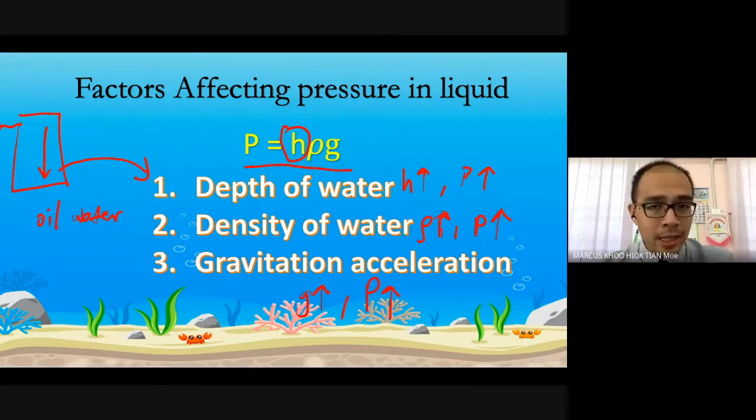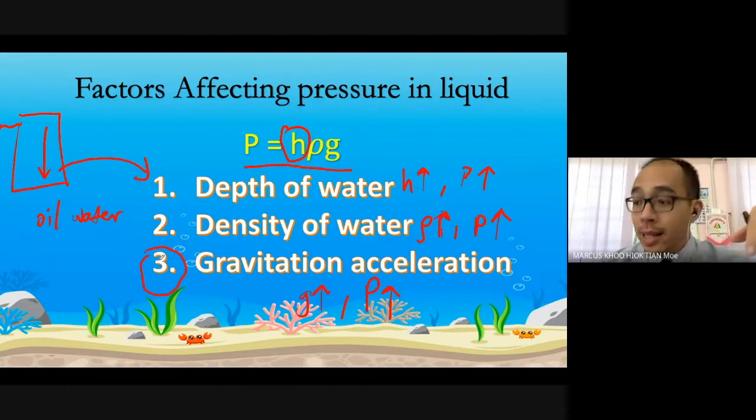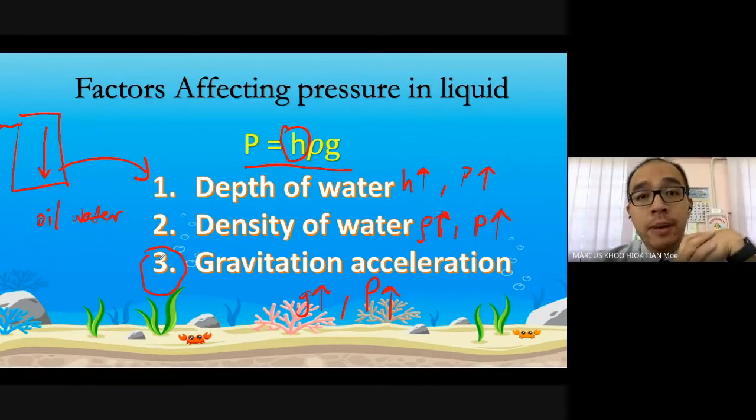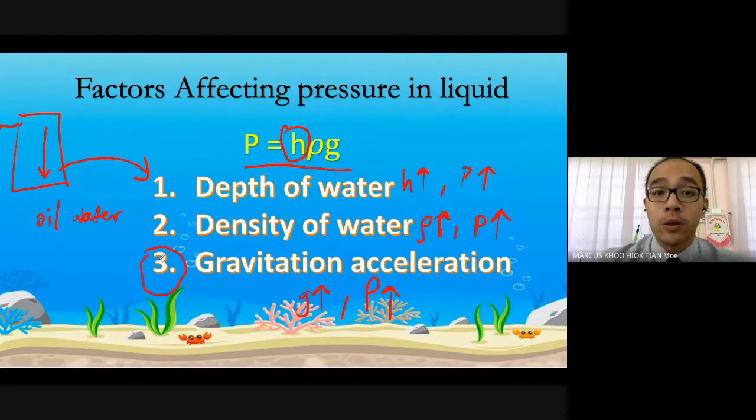The bigger the density of the liquid, the bigger the pressure. The bigger the gravitational acceleration, the bigger the pressure. But of course, point number 3, because we are always on Earth, so we don't really talk about the gravitational acceleration much. But let's say if you want to compare the moon and Earth, on Earth we feel more pressure because there's bigger gravitational acceleration compared to the moon.